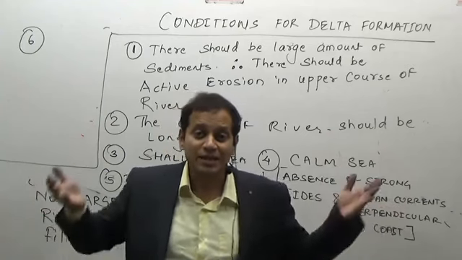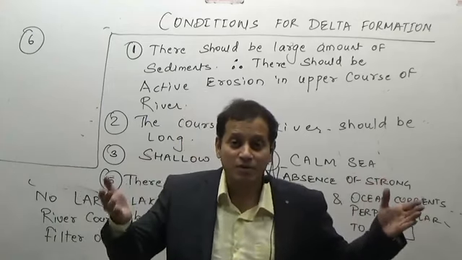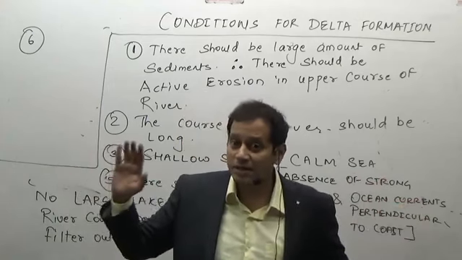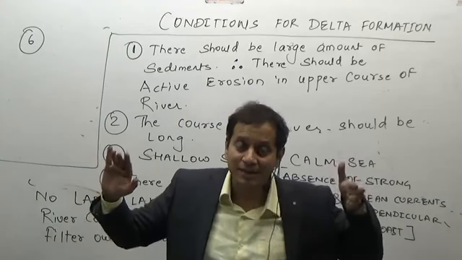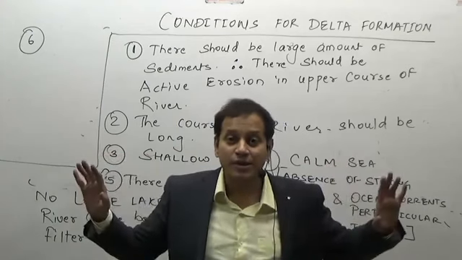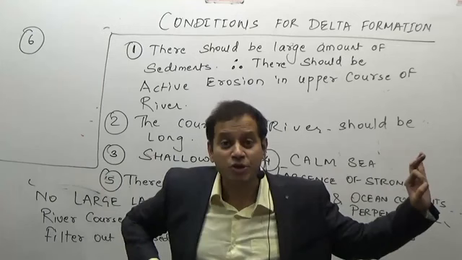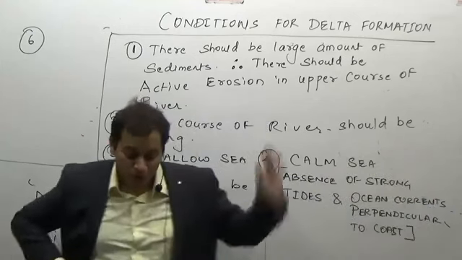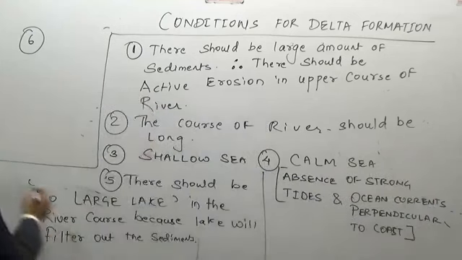This is what distinguishes the eastern coast from the western coast. The eastern coast has been a stable coast. The western coast has tilted into the sea, resulting in no deltas, but estuaries on the western coast. So the last condition is stable conditions.